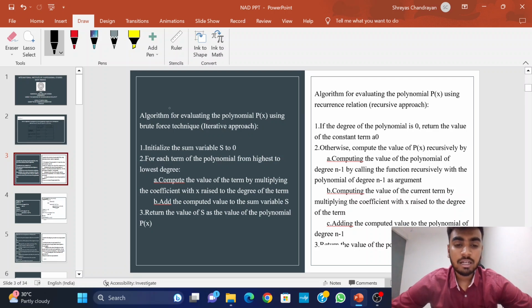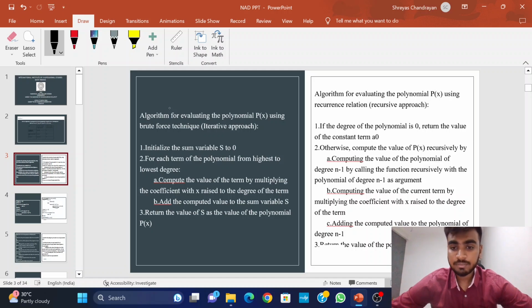Here is an algorithm for evaluating the polynomial P(x) using the brute force technique, which is also known as the iterative approach. Firstly, we initialize the sum variable s to 0. For each term of the polynomial from highest to lowest degree, compute the value of the term by multiplying the coefficient with x raised to the degree of the term. Then add the computed value to the sum variable s, and return the value of s as the value of the polynomial P(x).